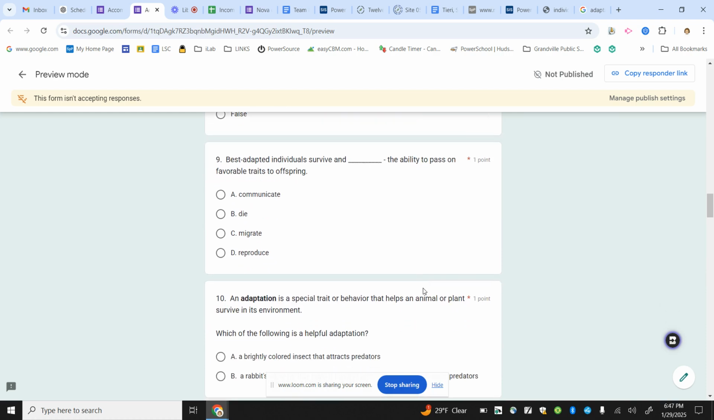Number 9. Best adapted individuals survive and blank, or the ability to pass on favorable traits to their offspring. A. Communicate. B. Die. C. Migrate. D. Reproduce.